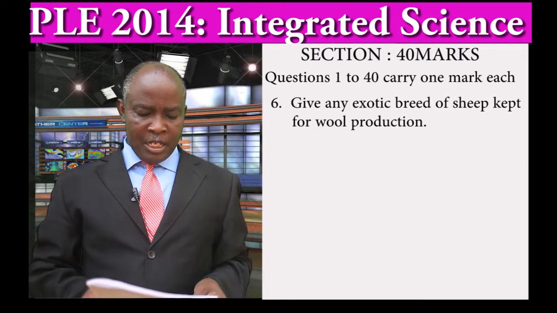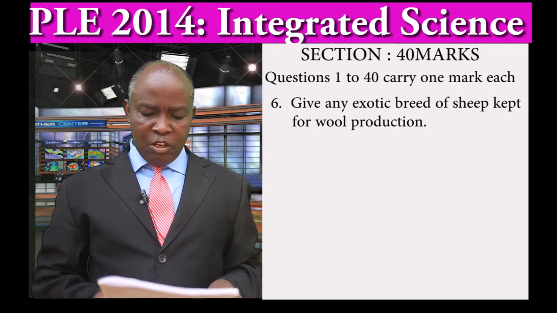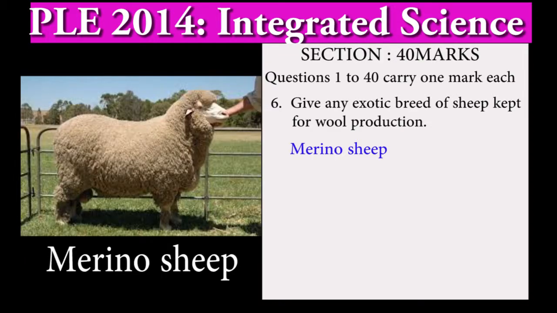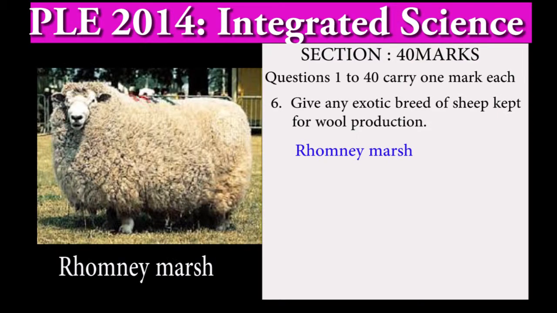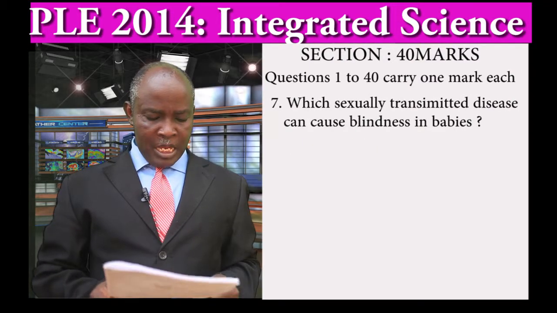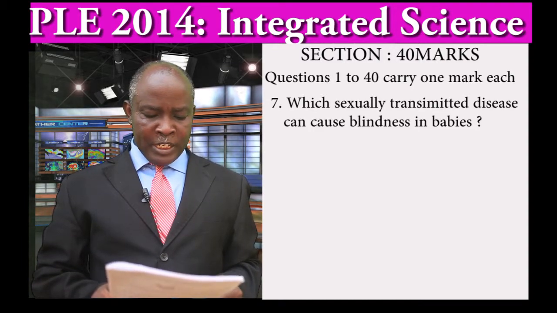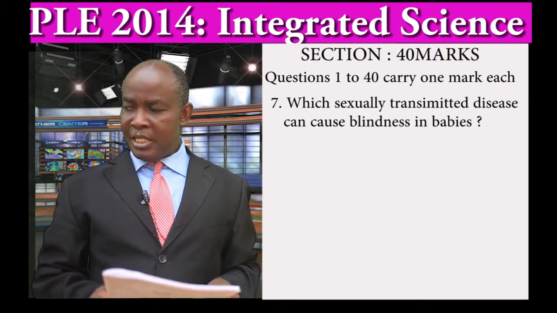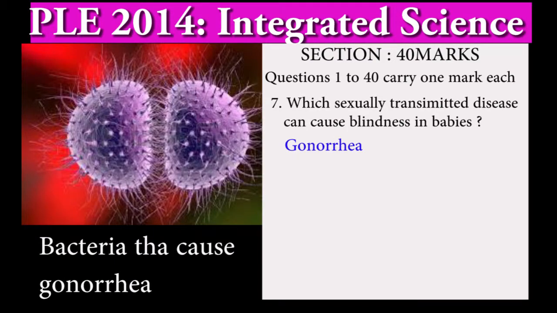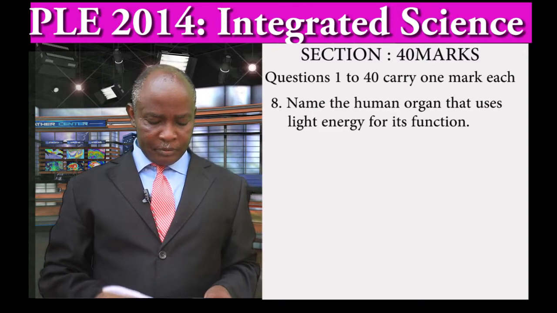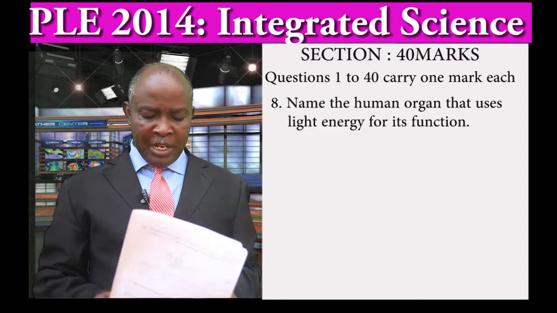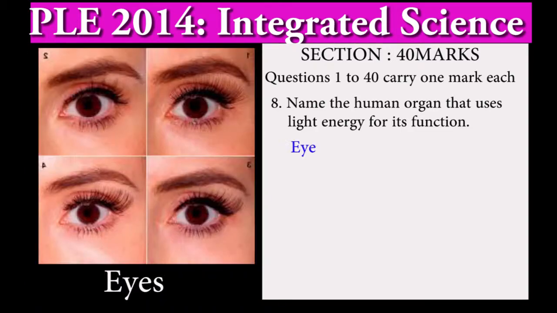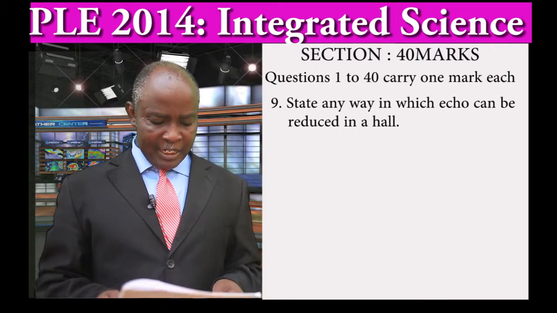Number 6. Give any one exotic breed of sheep kept for wool production. That is merino, Romney Marsh, Corriedale. Number 7. Which sexually transmitted disease can cause blindness in babies? That is gonorrhea. Number 8. Name the human organ that uses light energy for its function. That is the eye.